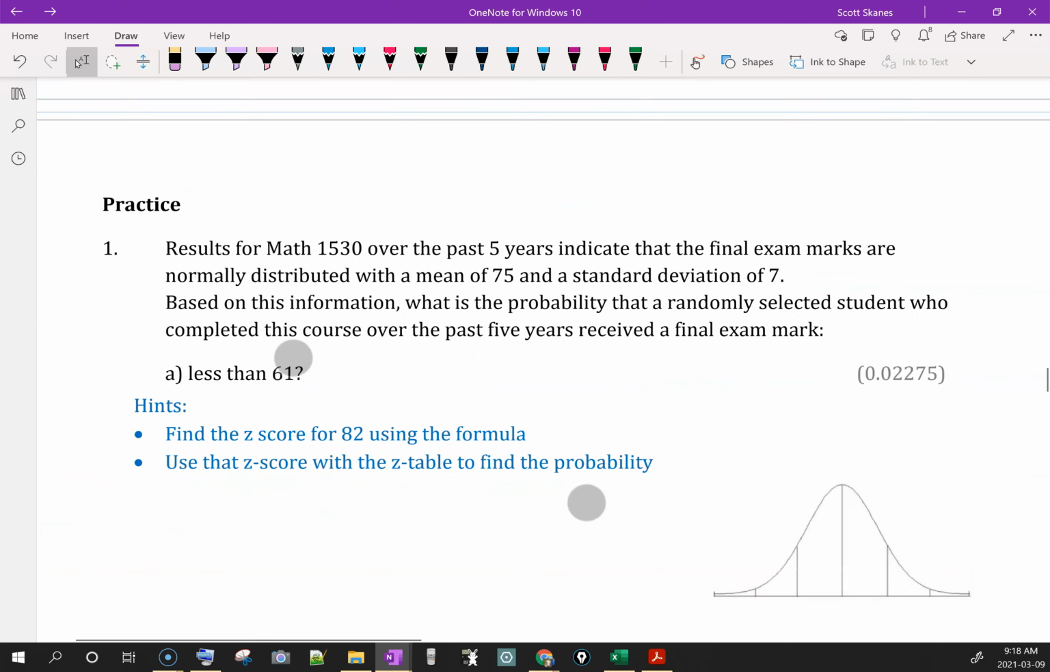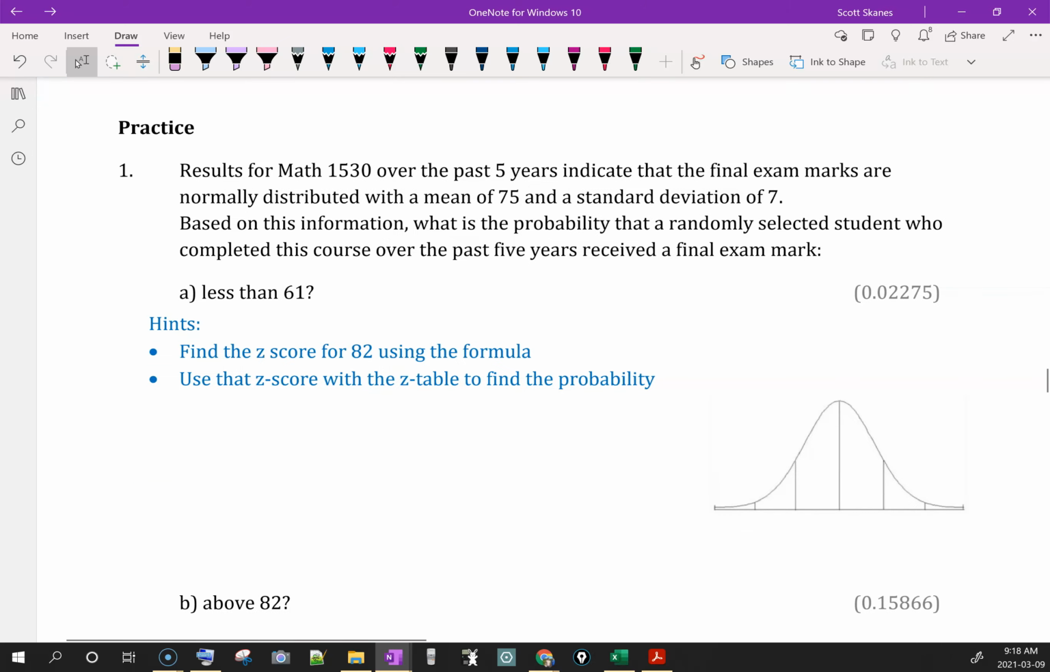Let's move on to another type of practice question. These questions I'm not going to do fully. I'm going to do some of them, but I won't use the table for all of them. I'll use a calculator. So the results for MA1530 over the past 5 years indicate that the final exam marks are normally distributed with a mean of 75. So that's good to know. And a standard deviation of 7.